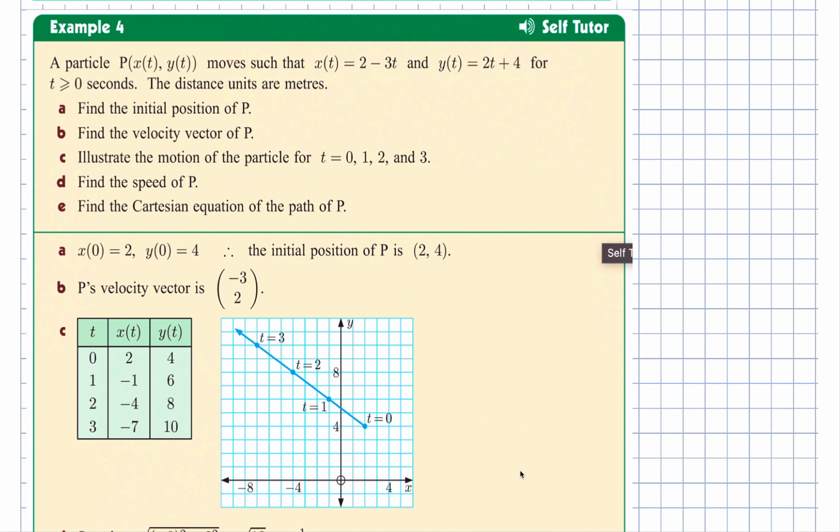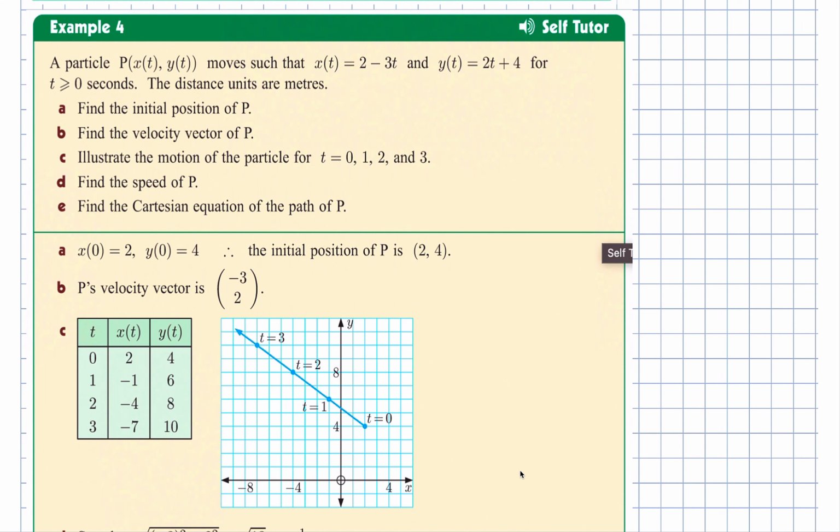Then we can go through and see some of the relationships. So we've got a particle that moves with those parametric equations. So x position is 2 take 3t, y is 2t plus 4. Because they are just linear equations themselves, when we come to get their velocities, the derivative of the x part and the derivative of the y part, we just get constants. This tells us that the velocity is constant.